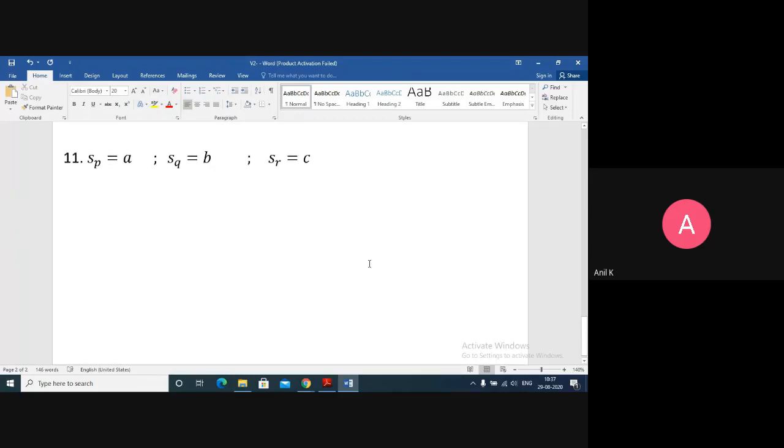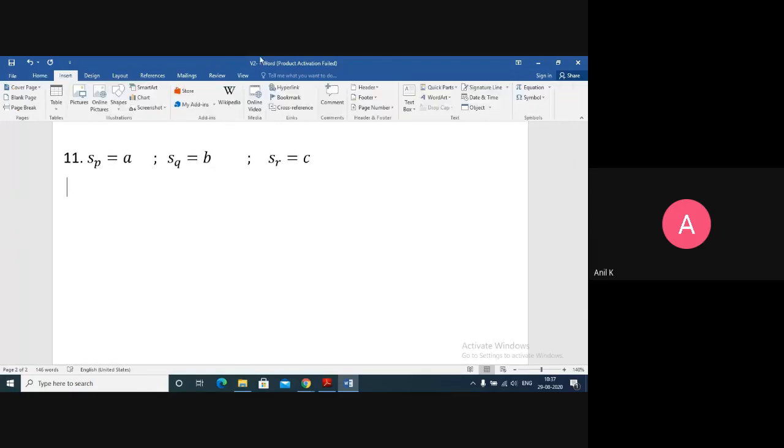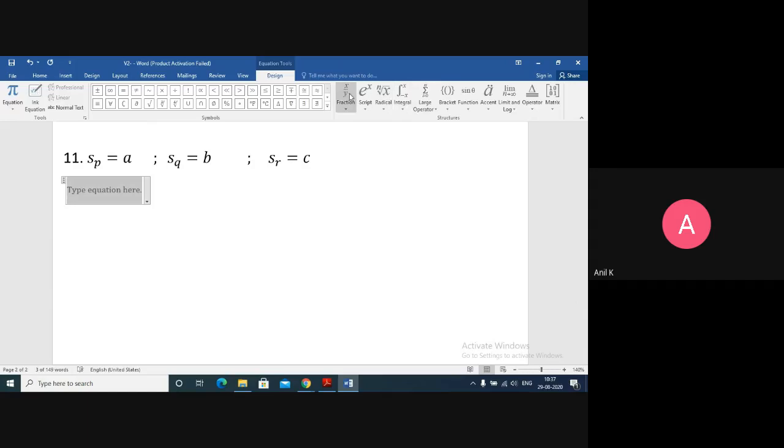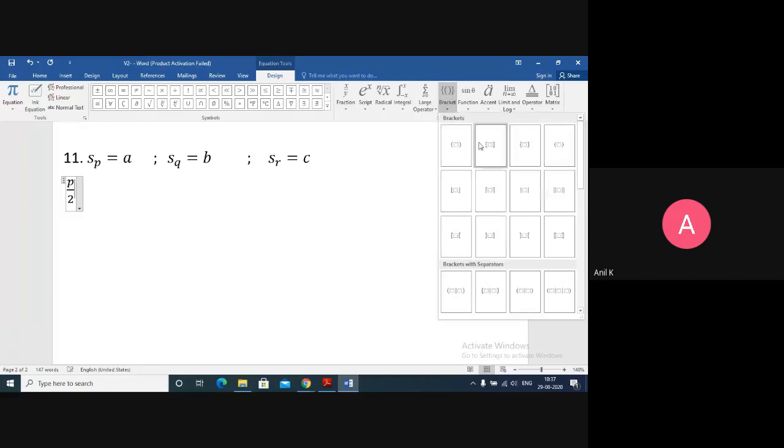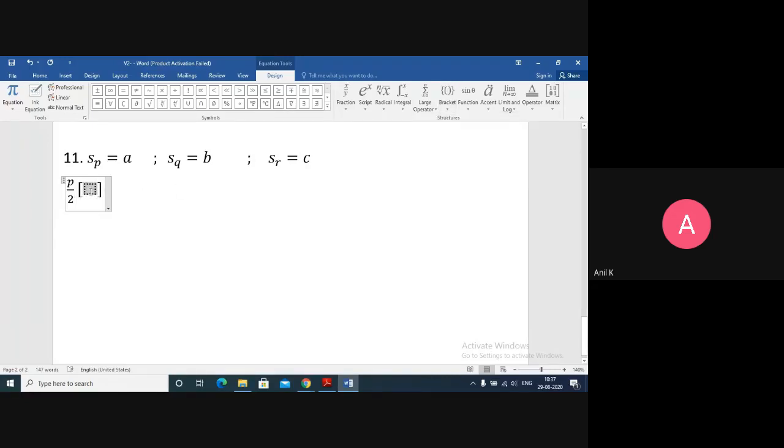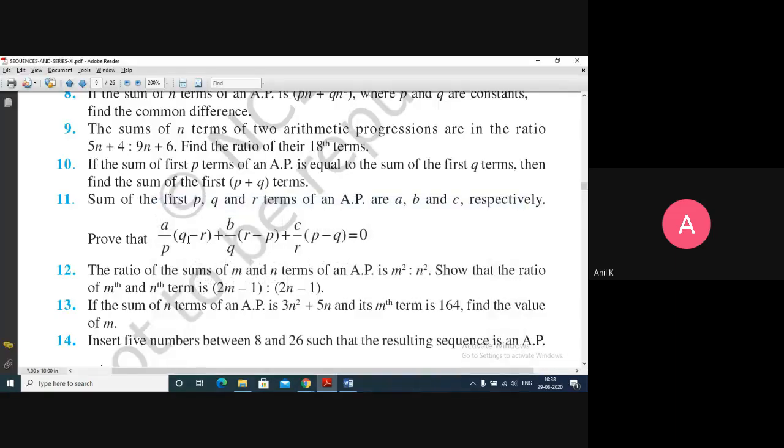So the 10th question also, you have to solve the same way. First write the SP formula. The SP formula is p by 2 into 2a plus p minus 1 into d, which is equal to a, so this is what we got as the a value. Next we have to find the SQ formula. And what you have to find? Let me check once. What you have to find? q minus r.